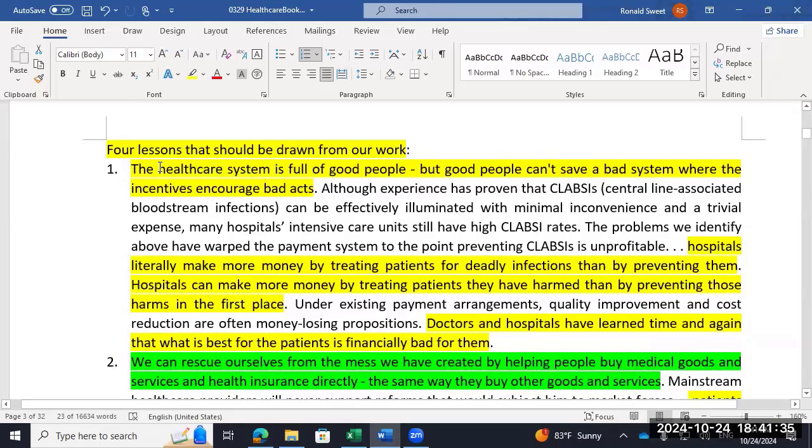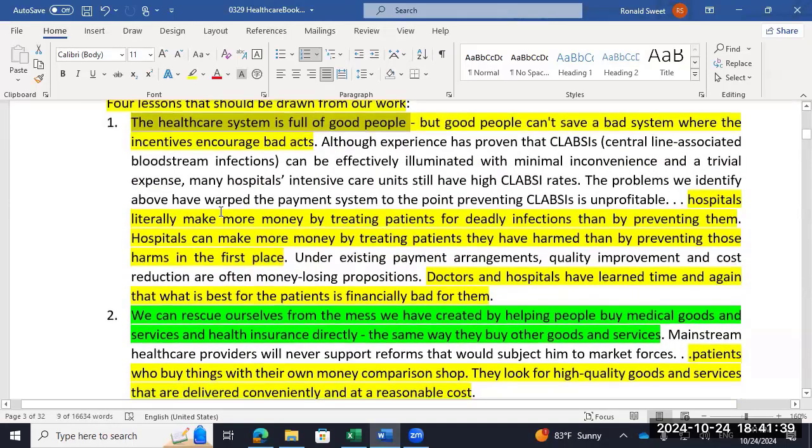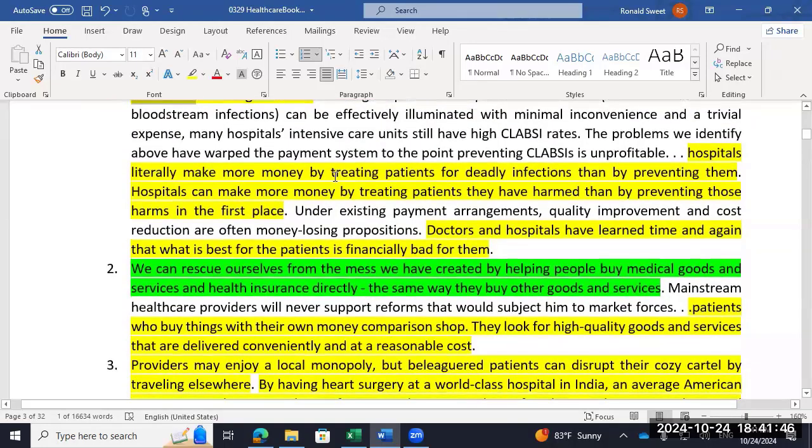They say it's full of good people. Their book actually shows that there's some pretty bad people in the system as well. But good people with bad incentives will not work. Hospitals learning to make more money.